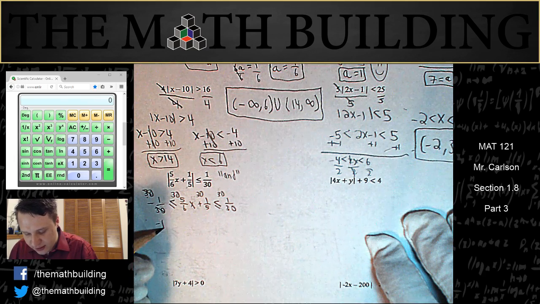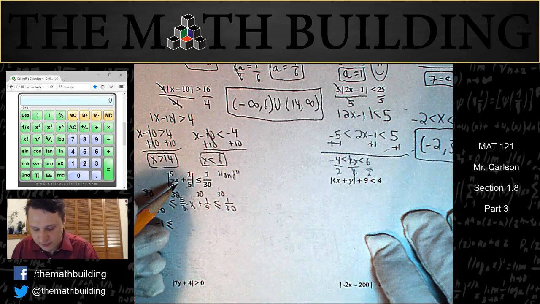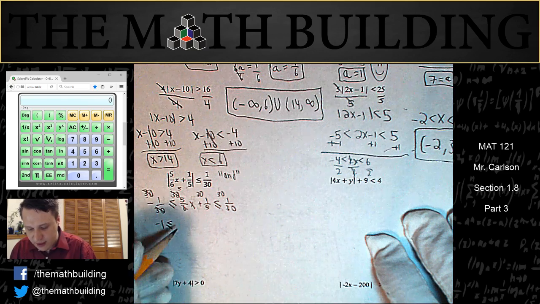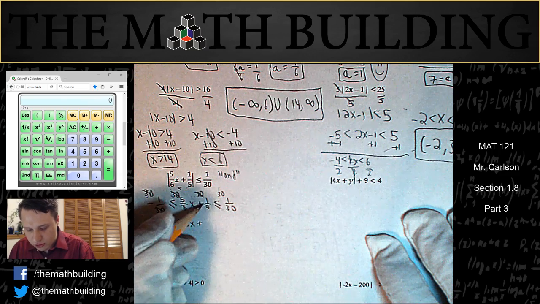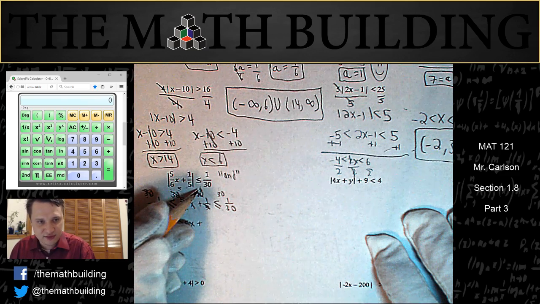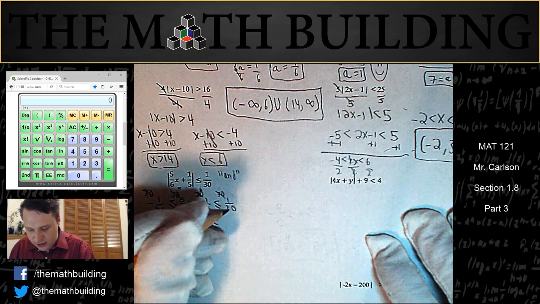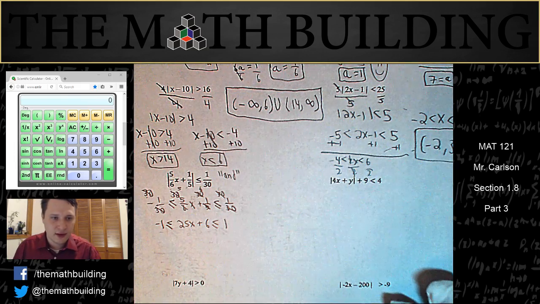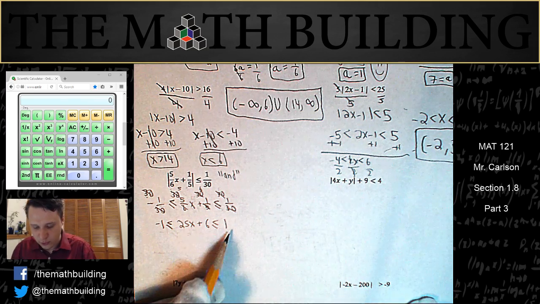That cancels to make negative 1. 30 cancels with 6, and 30 becomes a 5. So we have 5 times 5, which is 25x, plus 30 cancels with 5 and becomes a 6. 6 times 1 is 6. And 30 cancels with 30 and becomes a 1. So that's a lot easier to deal with. Negative 1 is less than or equal to 25x plus 6 is less than or equal to 1.